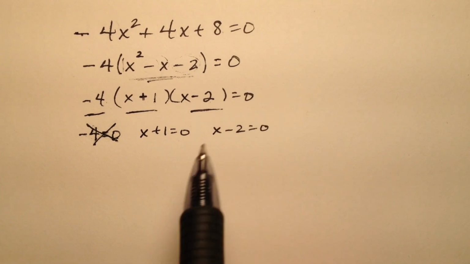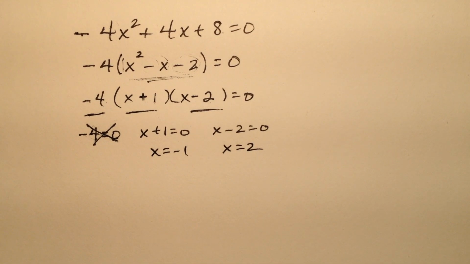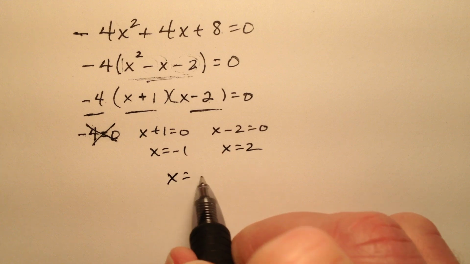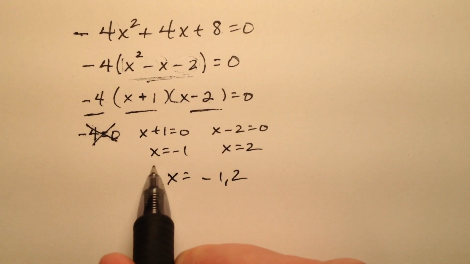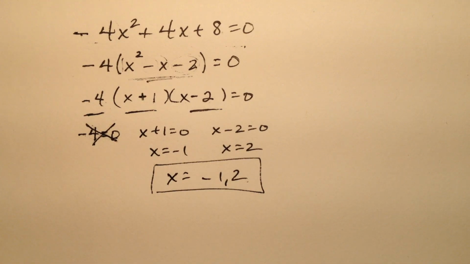Let's go ahead and look at these other two. We have x equals negative 1 and x equals positive 2. So I'm going to write x equals negative 1 or 2. So these are the two solutions of this quadratic equation.